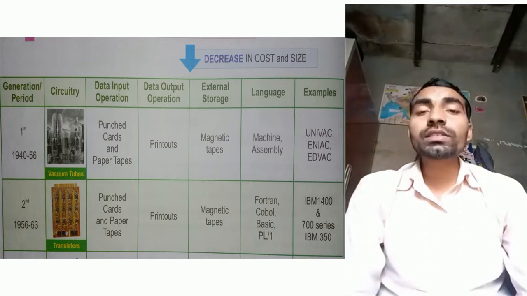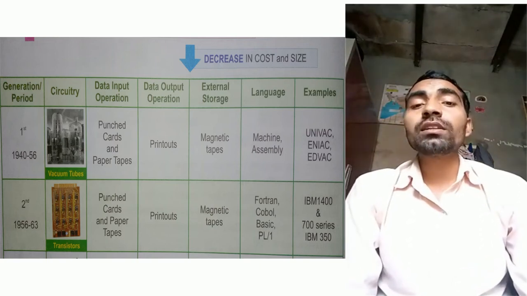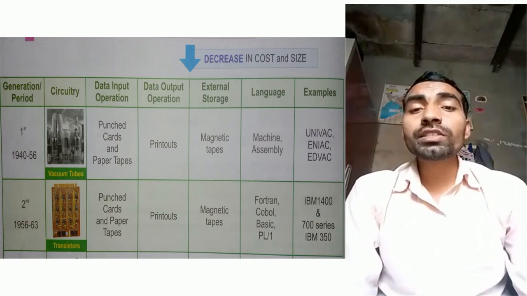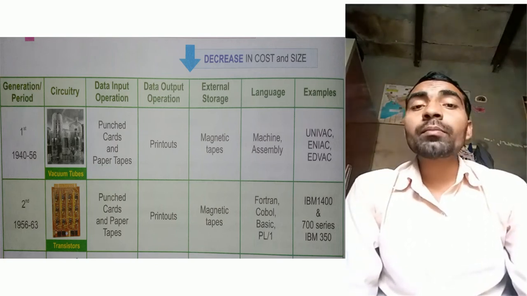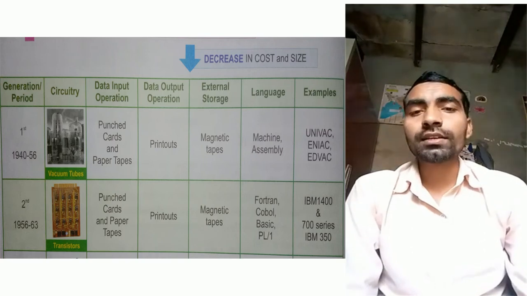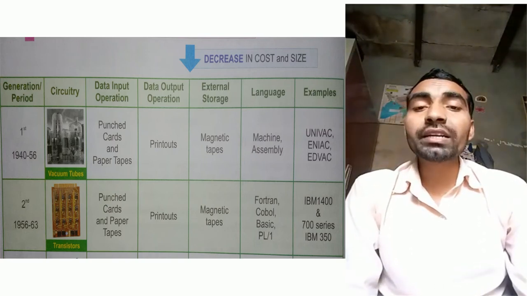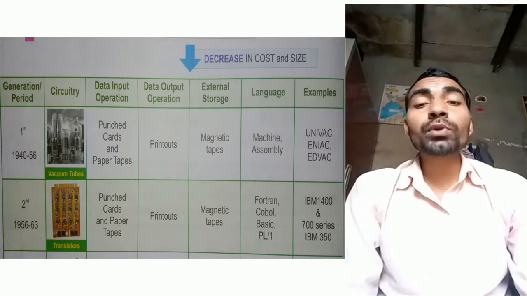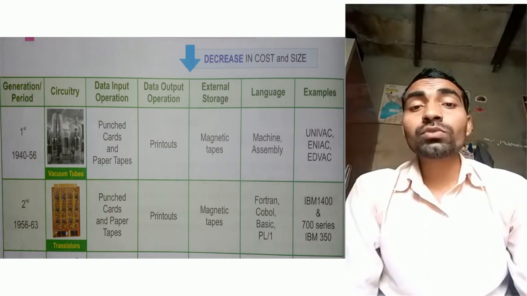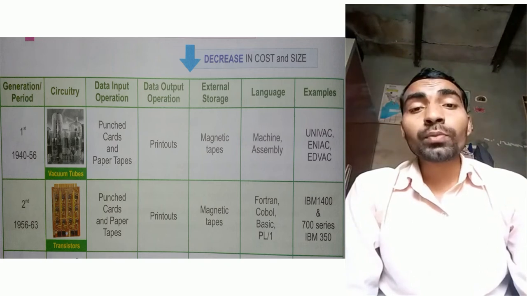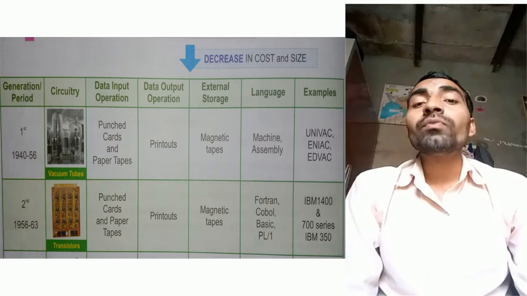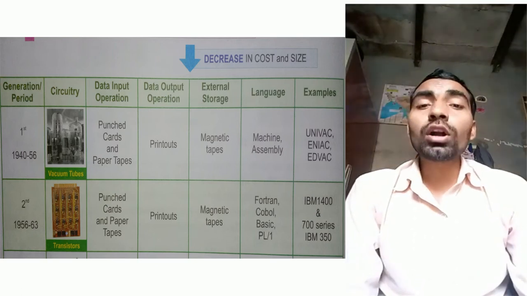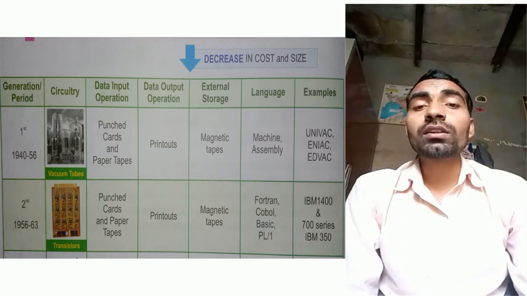In the first generation, the vacuum tube was used as the circuitry of computer, and magnetic drums were used as the memory of computer. But there was a problem, and this was the problem of consuming a lot of power. Vacuum tubes used a lot of power. That's why it was not very successful.